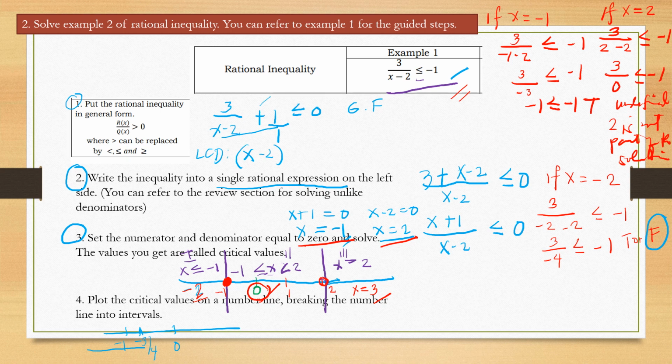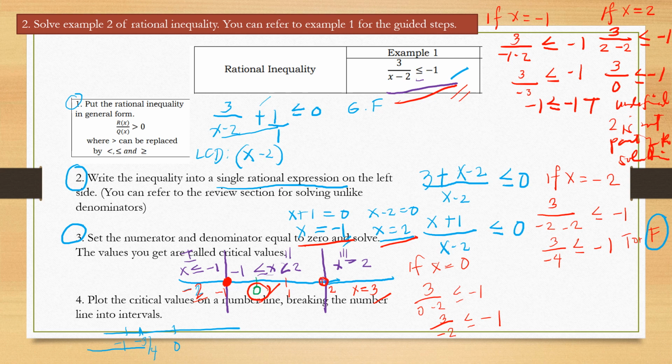Let us test the second region. Sa second region, ang pang-test natin dyan ay 0. Gamit ulit ito, 3 over 0 minus 2 is less than equal to negative 1. 3 over negative 2 is less than equal to negative 1. Ang 3 over negative 2 ay negative 1 and 1 half.